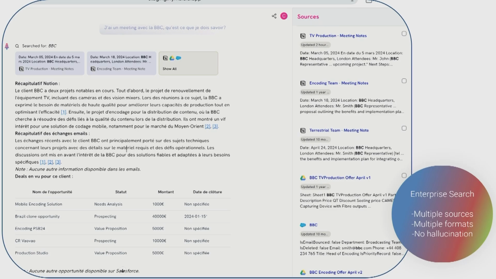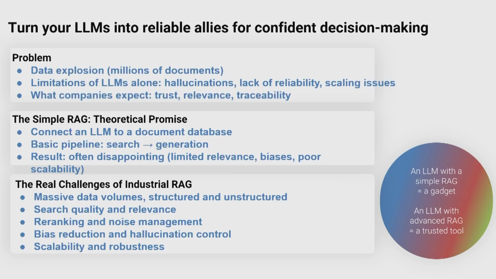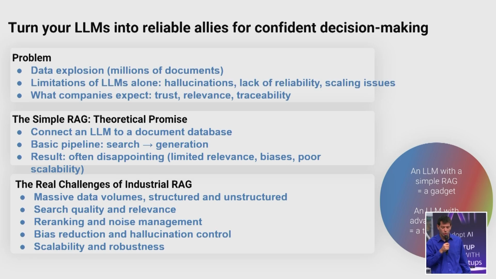And to do that, in fact, the first issue is that we have more and more documents. We have millions of documents we should index, and the agent should know. And an LLM alone, without any system, lacks reliability, where companies expect trust, relevance, and traceability.